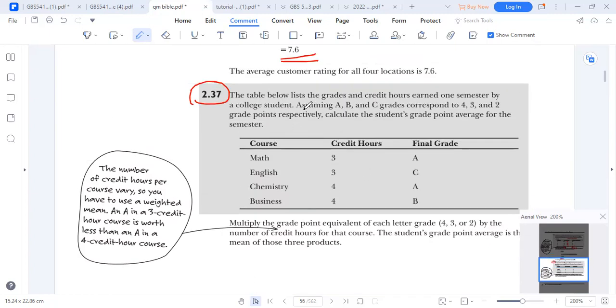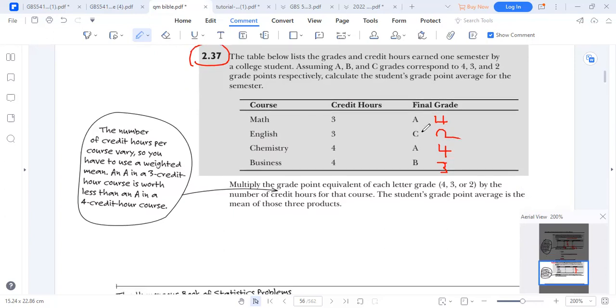So we're given the following. The table below lists grades and credit hours in one semester by a college student, assuming A, B, C in grades correspond. A is what? 4. Meaning B is what? 3. And C is what? 2. So calculate the student's grade point average for the semester.